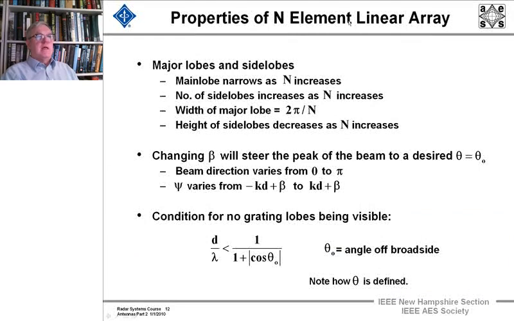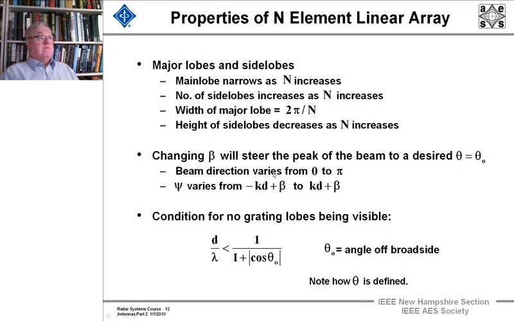Now, the properties of an n-element linear array are that it is made up of major lobes and side lobes. The main lobe narrows as n increases. I pointed that out earlier. The number of side lobes increases as n, the number of elements. The width of the main lobe is 2 pi over n. And the height of the side lobes decreases as n increases. And a changing beta will steer the beam. Changing beta will steer the peak of the beam to the desired theta equal theta 0.